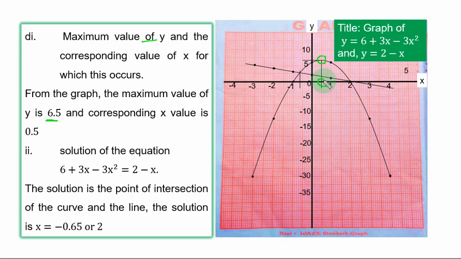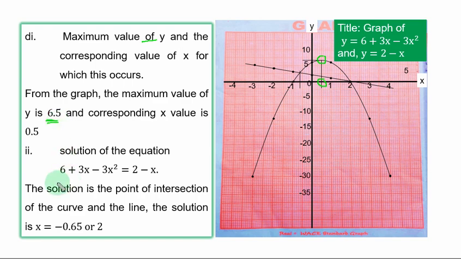So if you count from the origin to that point, you have 0.5. And on the y-axis, one line is 0.5. So if you count from where you have it there, you have 6.5. Now, Roman figure 2, solution of the equation.